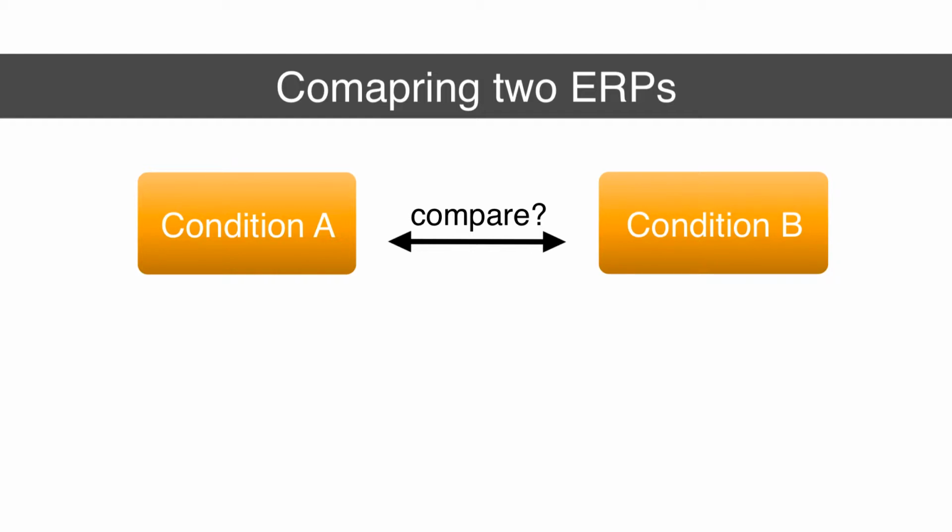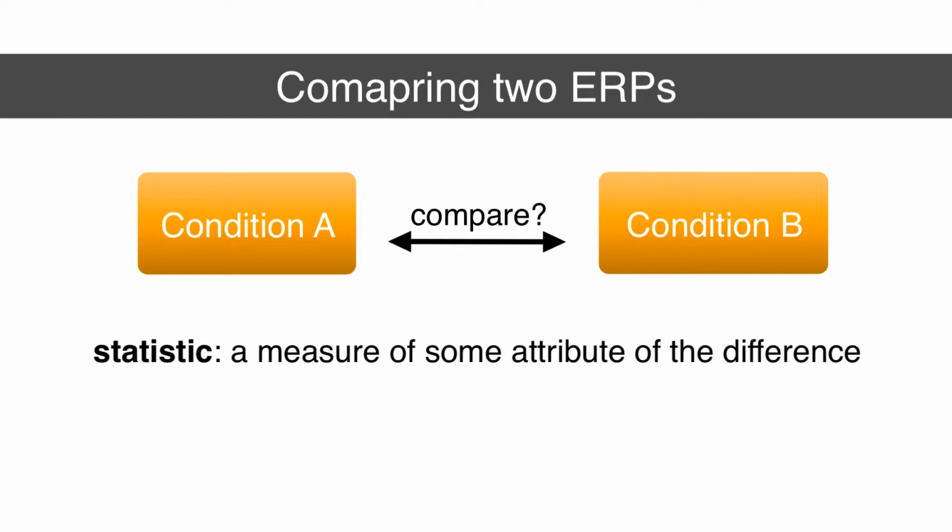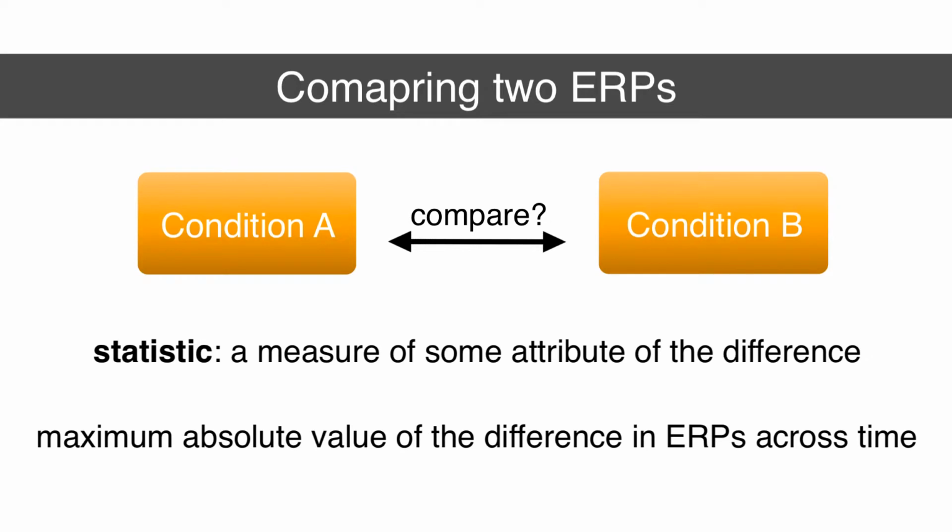A statistic measures some attribute of the difference between the two ERPs. There are many different choices we could make here, some of which are informative and some of which may not be informative. Let's start by choosing as our statistic the maximum absolute value of the difference in ERPs across time.